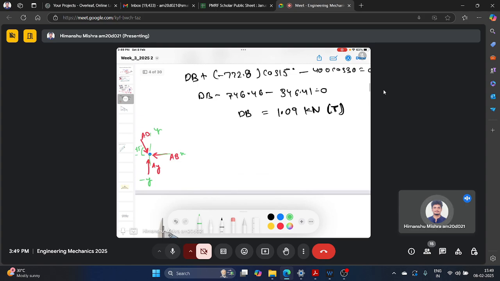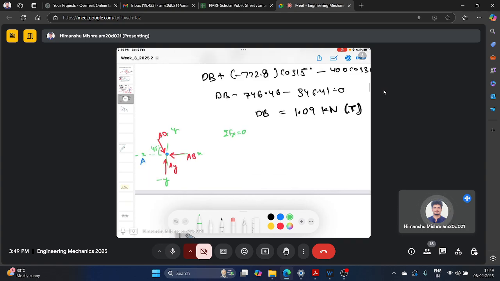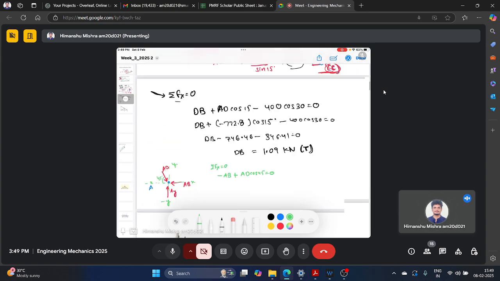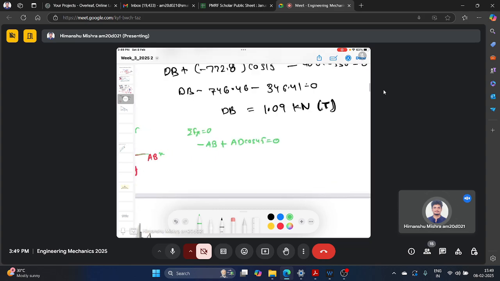So now we repeat the exercise. Summation of force in the x direction is 0. So we will have AB and the component of AD. You can check in the free body diagram. So it will be minus AB plus AD cos 45 equals 0. We know AD and it is minus 772.8.